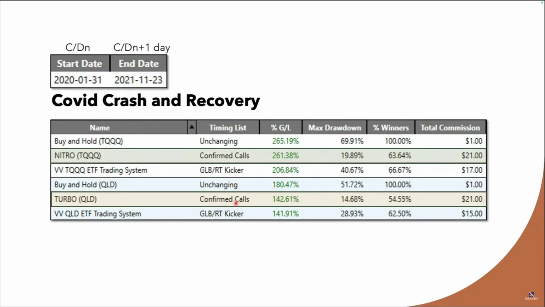So same with Turbo down here, underperformed buy and hold, but had a really low drawdown. So this is the other aspect of it: when we're using this system going forward, we don't know what the market is going to throw at us. So all we can do is set our stops to satisfy what we're willing to risk and what we're willing to try and gain, and just work with that. And sometimes, depending on the time frame, depending on what the market does, buy and hold is going to outperform your trading system, and that's what happened in Nitro and Turbo here.